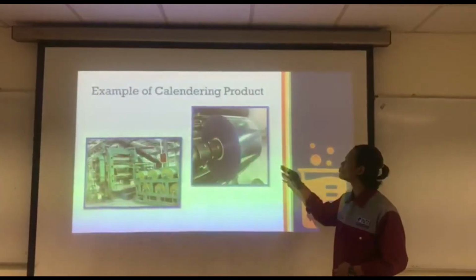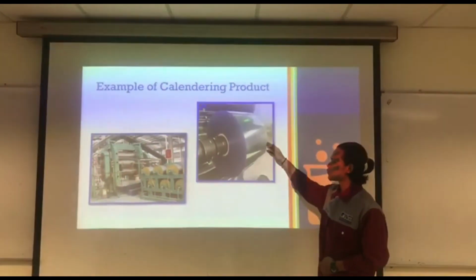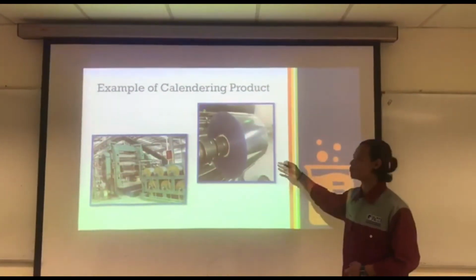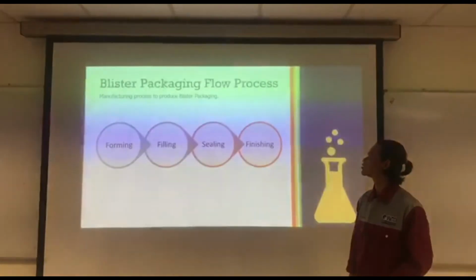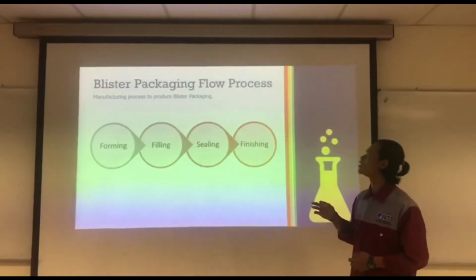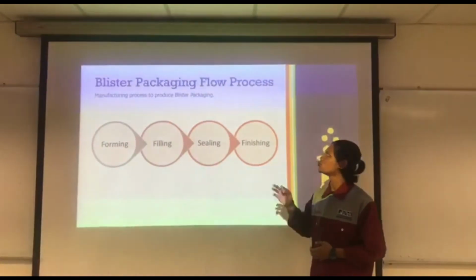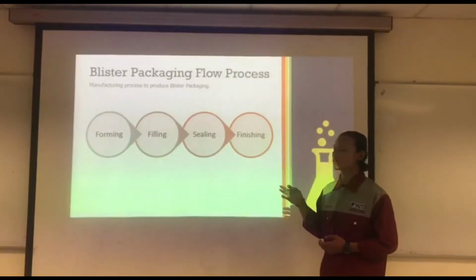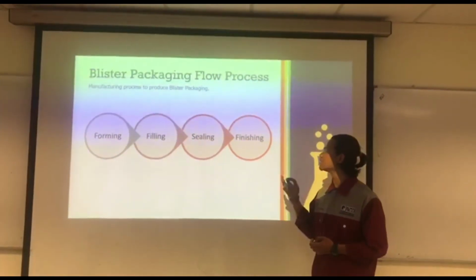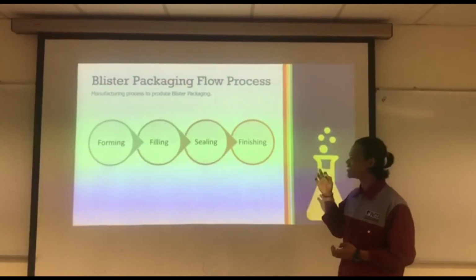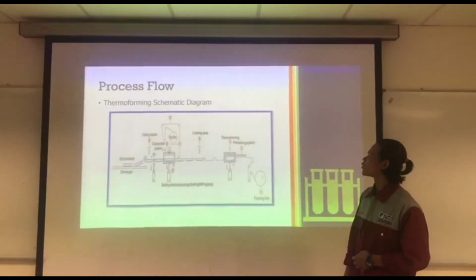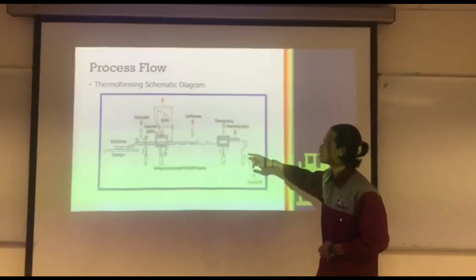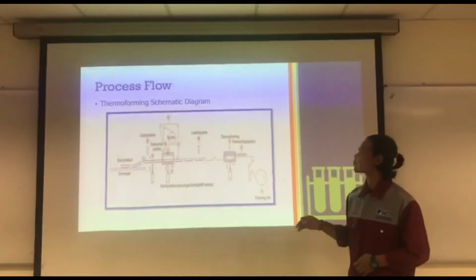Okay, this one is an example of packaging blister. This is the machine that is able to produce the blister packaging. Next. Okay, the blister packaging flow process. The manufacturing process to produce blister packaging is first forming, then filling, sealing, and last is finishing. Okay, this one is the process flow from the raw material to the end product. Next.